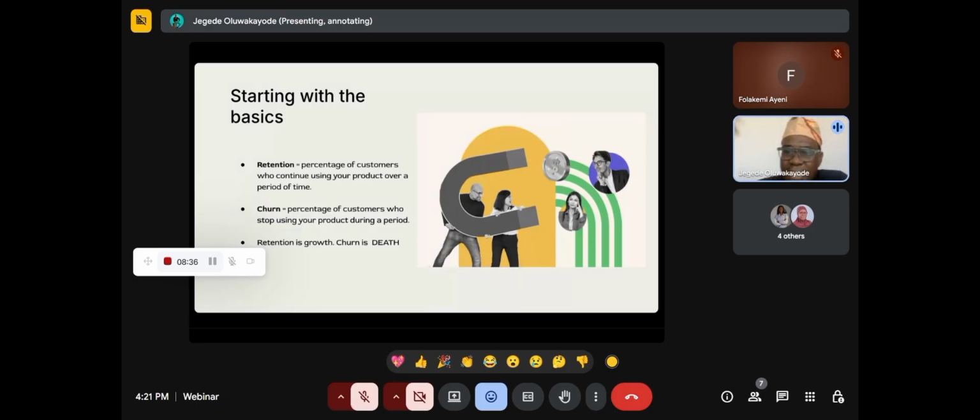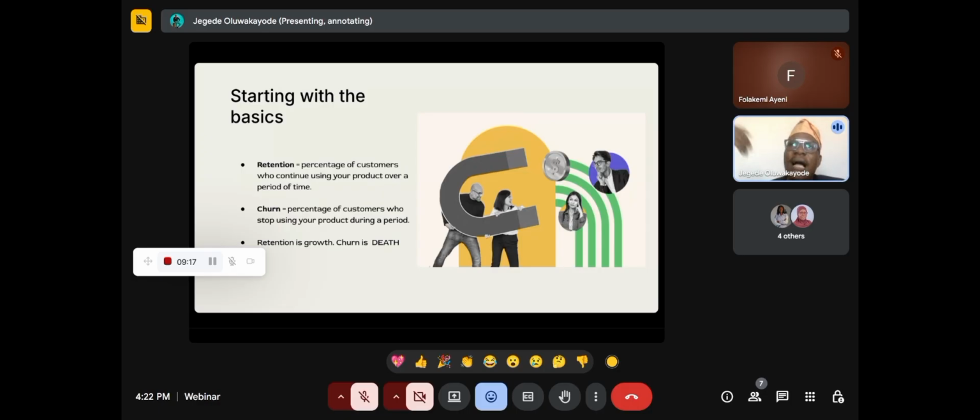What is retention? I'm sure that you guys are excellent marketers. You have done a lot of things, but let's start from the basics. What exactly is retention? It's simple. It's just the percent of customers who are using your product over a period of time. So if you have 100 customers, and 95 of them have used your product in the last 6 months or thereabout, you can say my retention rate is 95%. It's as simple as that. Churn is then the opposite of retention. Churn is the percentage of customers who have stopped using your product over a period of time.